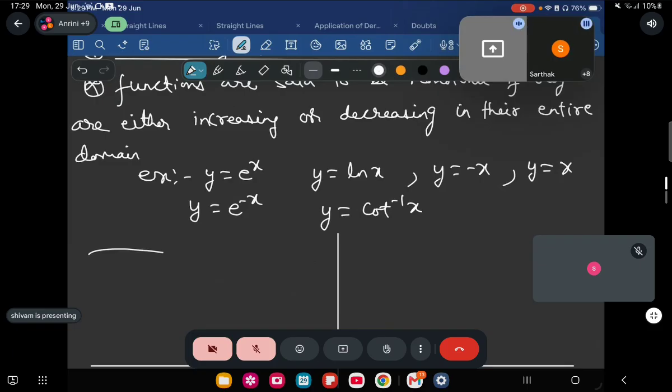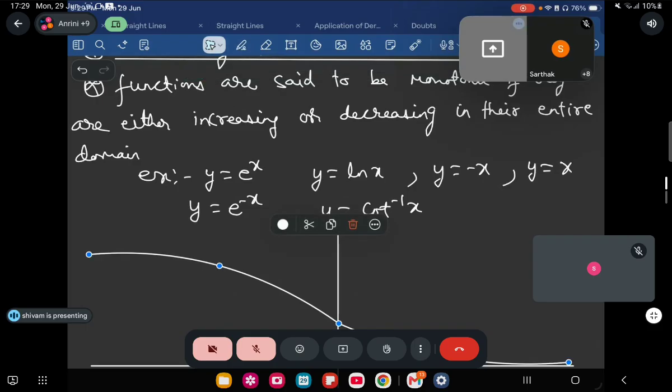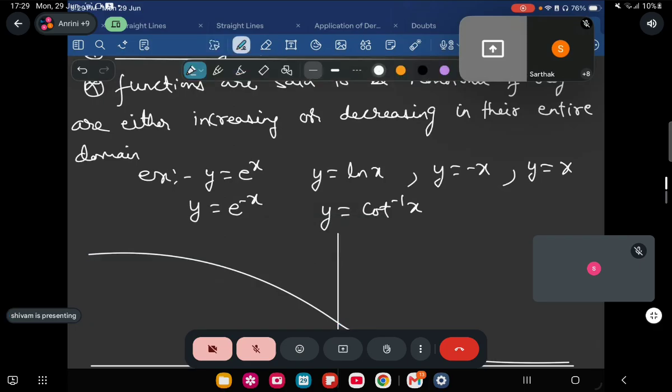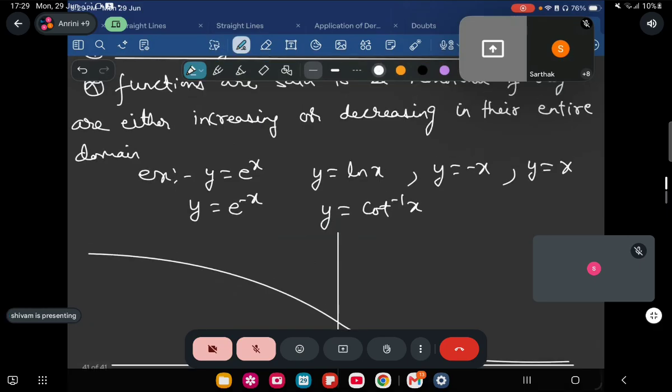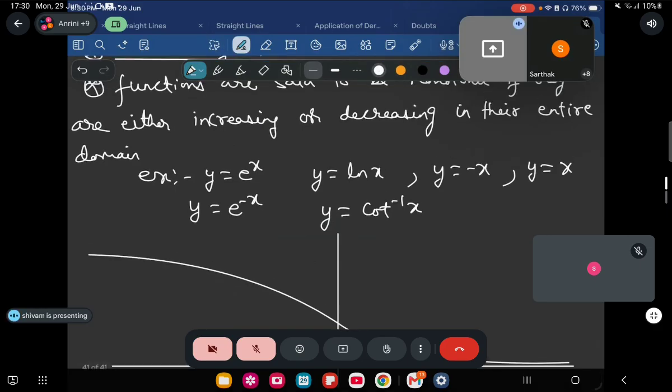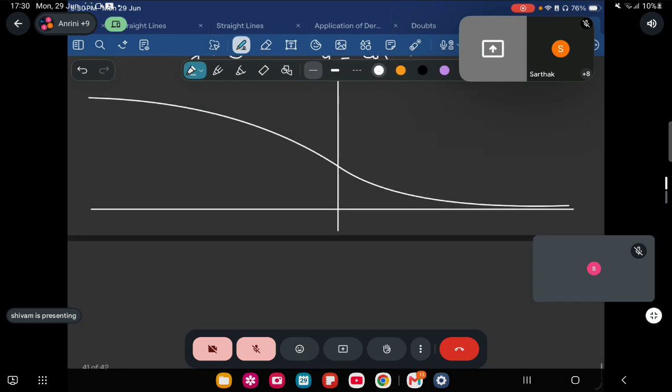Sarthak, I think you remember the graph as well. This one, y equal to cot inverse x, looks somewhat like this. I hope everyone remembers. It's an important graph. Next, note everyone.